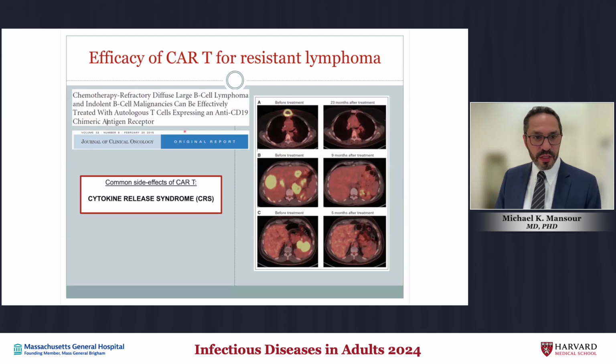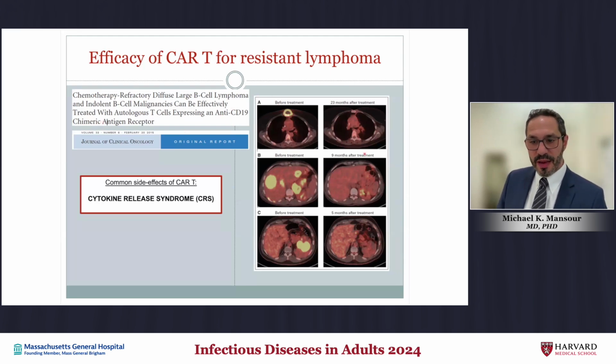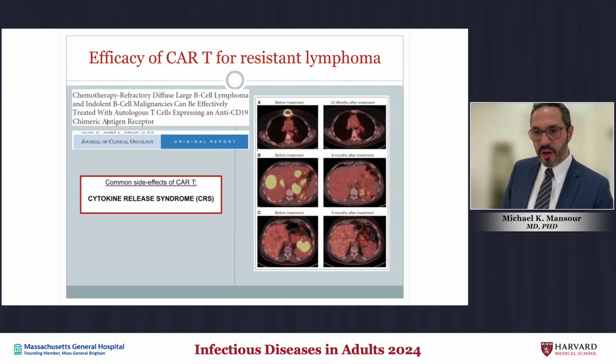It's been really quite miraculous. So this is two schematics of PET-CT images. Before treatment, you see that there's intense FDG uptake in multiple organs. And then, after treatment with CAR T cells to this lymphoma, you can see a really impressive regression of all these tumors.